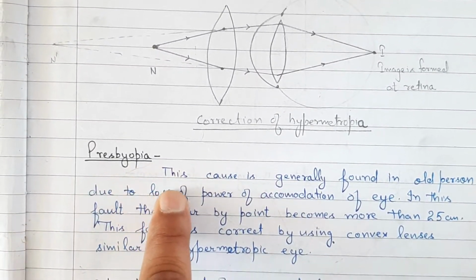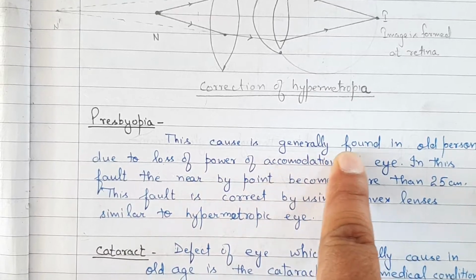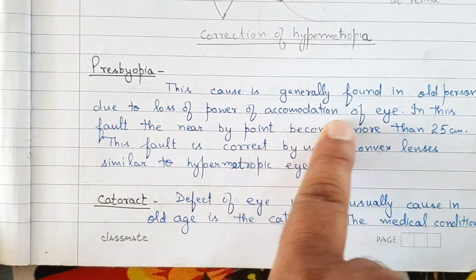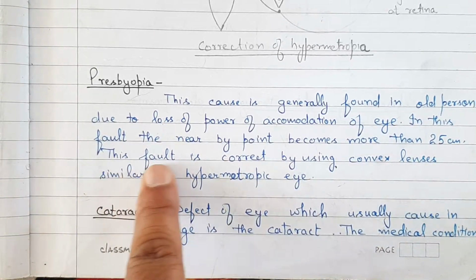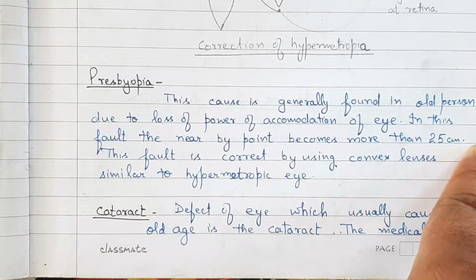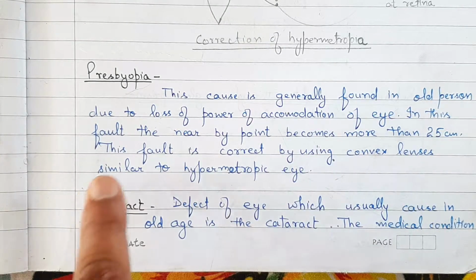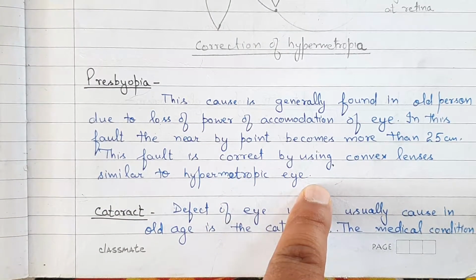Presbyopia. This cause is generally found in old people. Due to loss of power of accommodation of the eye in this fault, the near point becomes more than 25 cm. This fault is corrected by using convex lenses, similar to the hypermetropia eye.